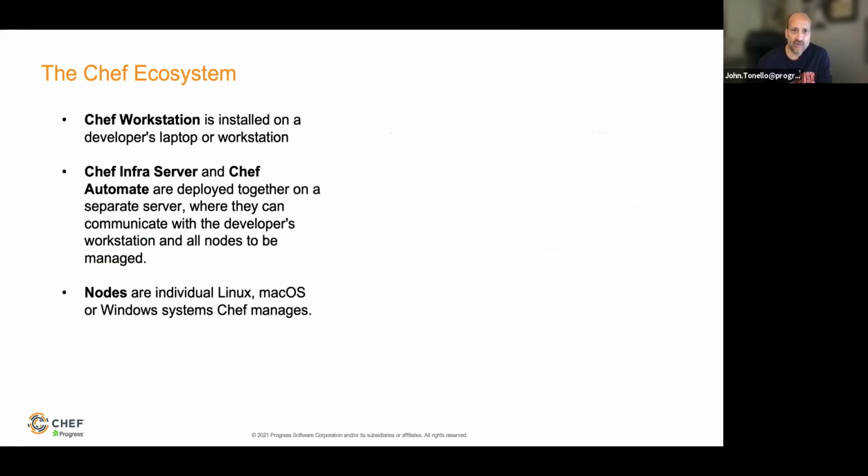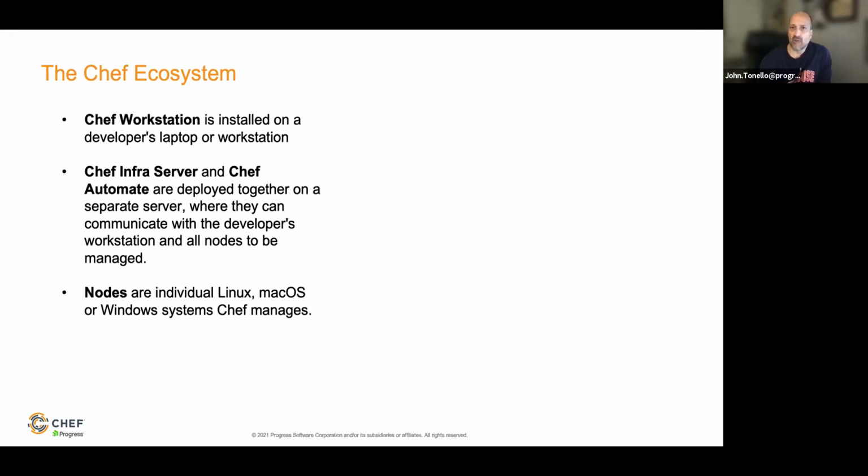So the whole ecosystem is, you have the workstation, you have the Infra Server, and then you have nodes. So you have those three pieces. And if you think about the developer working in the middle, that individual is creating code, pushing up to the Infra Server. That Infra Server is pushing it to nodes over and over again. And then the nodes are reporting back to Infra Server, and the developer on the workstation is able to do that stuff.